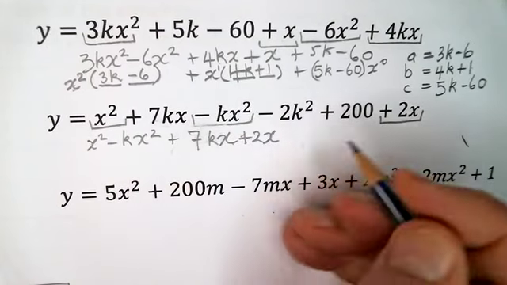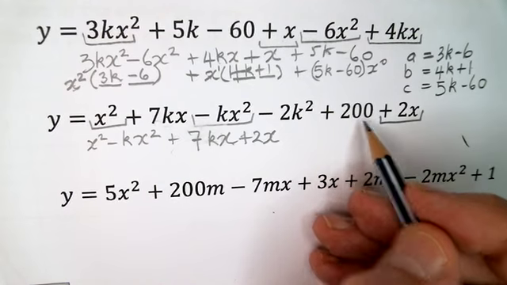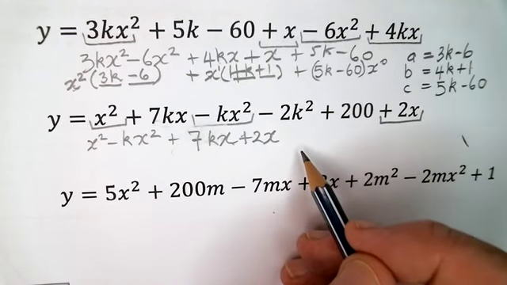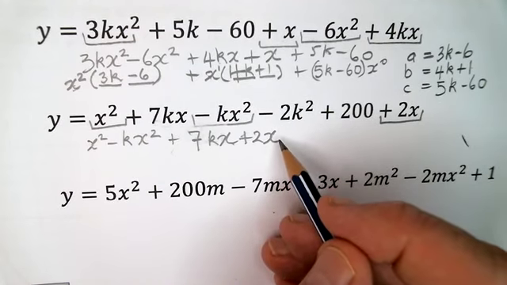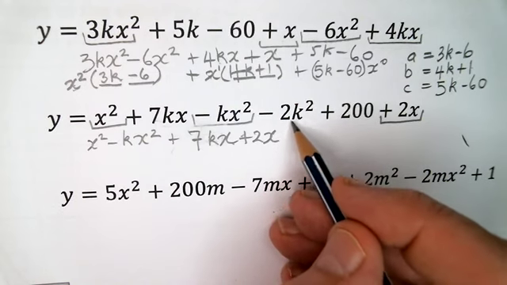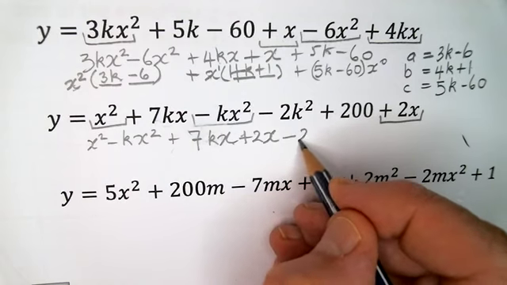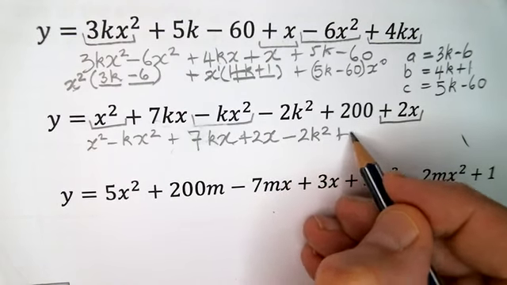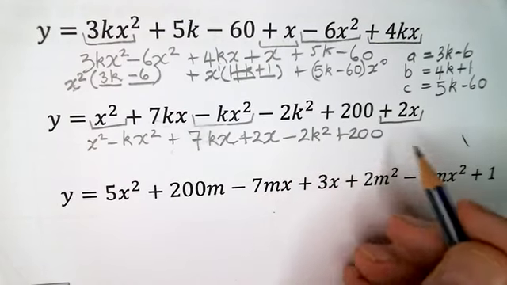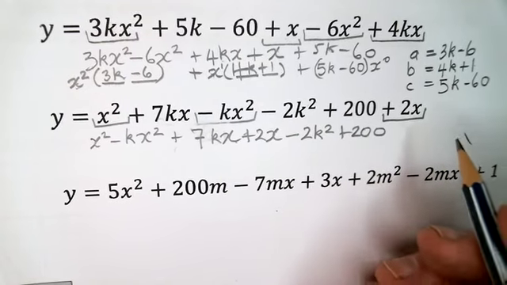All right, so there we are. So what have I got left now? I've got this and this. Oh, I've got a minus 2k squared plus 200. There it is. So I've got minus 2k squared plus 200. And that's all the components. So now let's group them together.